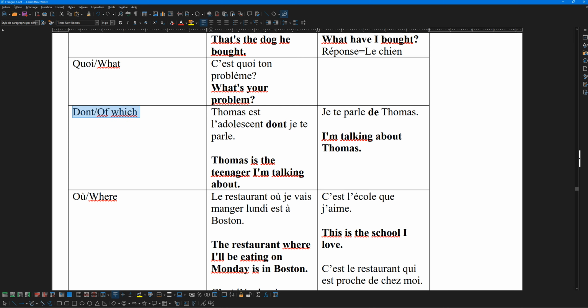Dont, of which. Thomas is the teenager I'm talking about. Thomas est l'adolescent dont je te parle. So here at the end of the sentence, you have je te parle. So I'm talking to you about Thomas. We can replace dont by de actually because we cannot say I'm talking Thomas. I'm talking about somebody. So it will be de. So if we can replace dont by de, it will be dont.